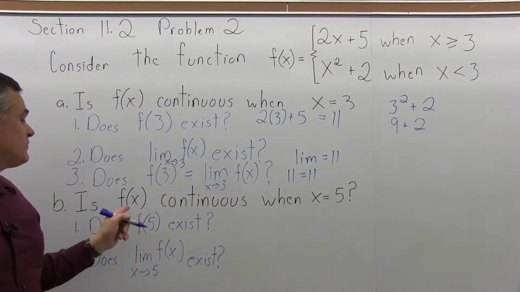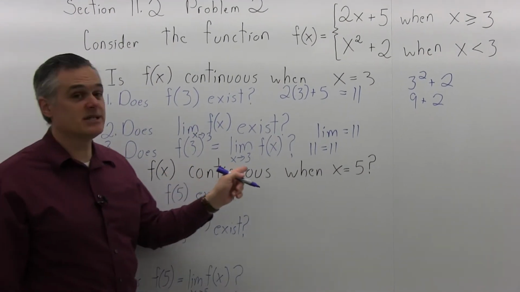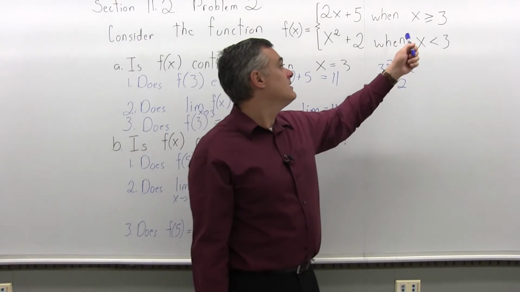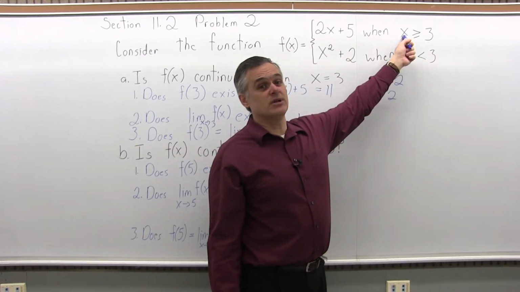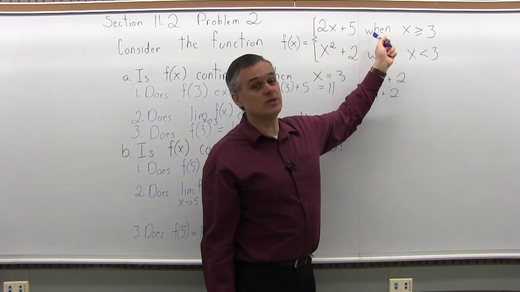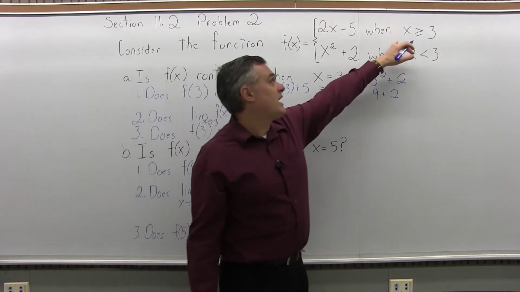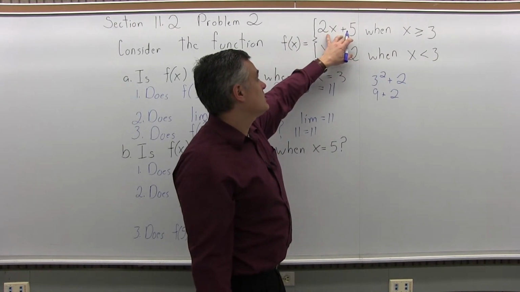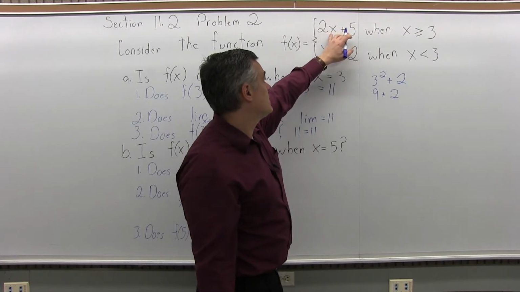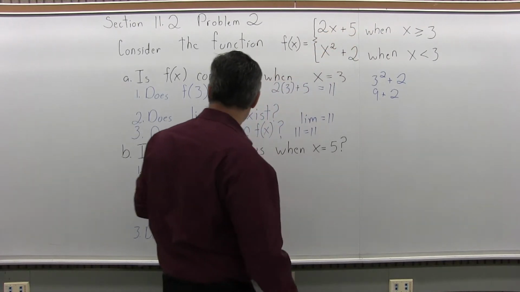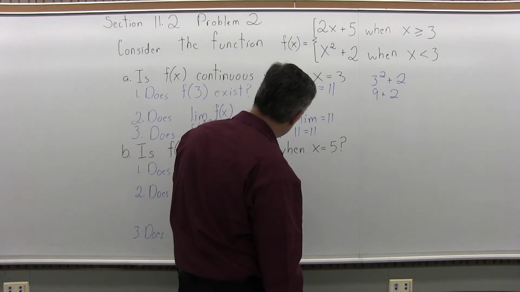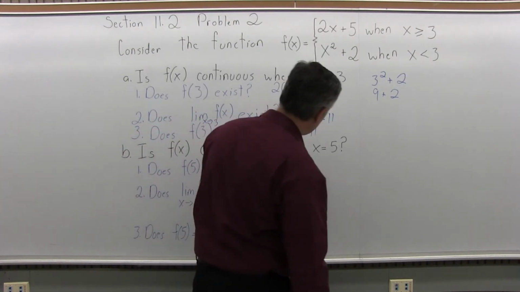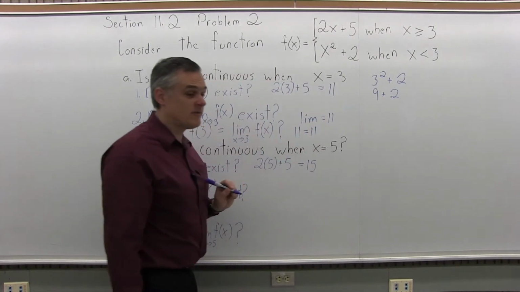Now part B, is our function f of x continuous when x equals 5? So since 5 is an input value that's larger than 3, I only consider the top branch of the function for part B. 5 is bigger than 3, so everything's going to happen at 2x plus 5. So can I actually put in a 5? Yes, it's going to become 2 times 5 plus 5. So does f of 5 exist? Yes, it's 2 times x, or 2 times 5 plus 5. 2 times 5 is 10, plus 5 more is 15. So yes, f of 5 exists.